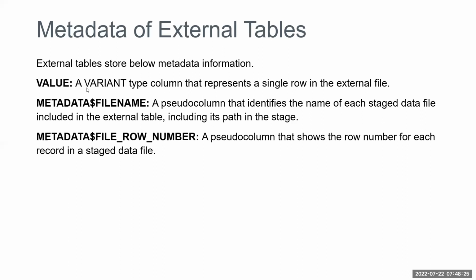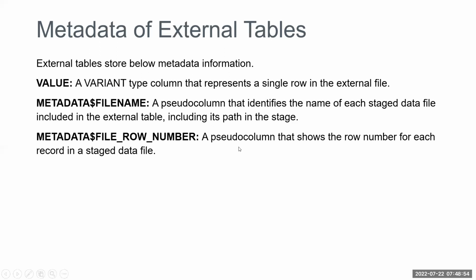Okay, so these are the three fields. These two are very important. Especially the value is important because we create our external table based on this field only. And metadata file name is also somewhat important. Whenever we want to know the exact file name, we can fetch the file name by using this column, metadata file name.